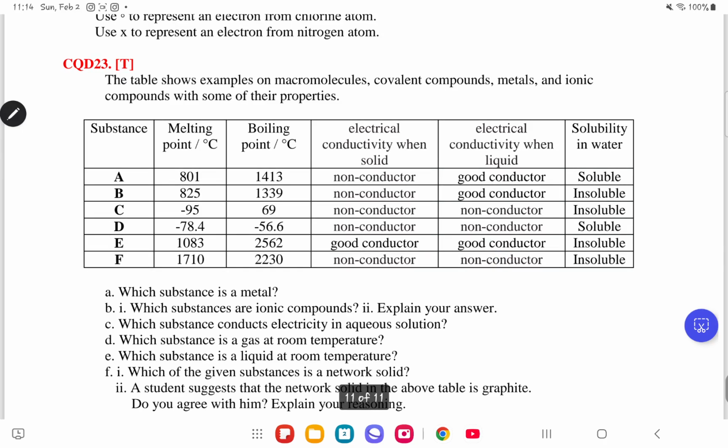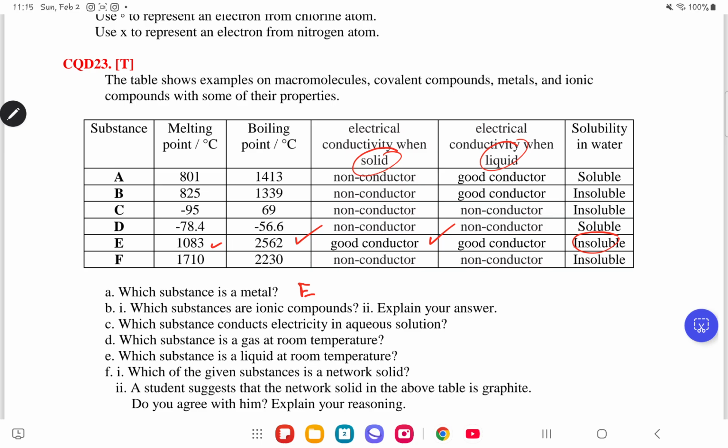Now moving on to CQD number 23 top. Very simply, they told us which substance is a metal. It's definitely E, because it's a good conductor. It has a high melting point and boiling point. When it's a solid, it's a good conductor. When it's a liquid, it's a good conductor, and it's insoluble in water, so it's E. Here you just have to look at the table.